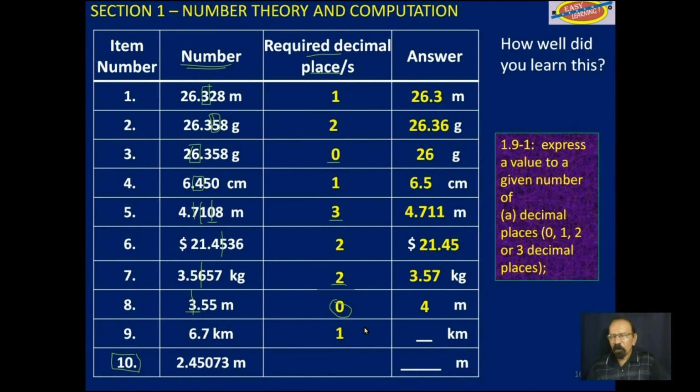Number 9, 1 decimal place. Well, the thing about it, we only have 1 decimal place here. So there is nothing to round off. Your answer is what is given there, 6.7. Last one, 3 decimal places, 1, 2, 3 digits after the point. Your answer, 2.451.